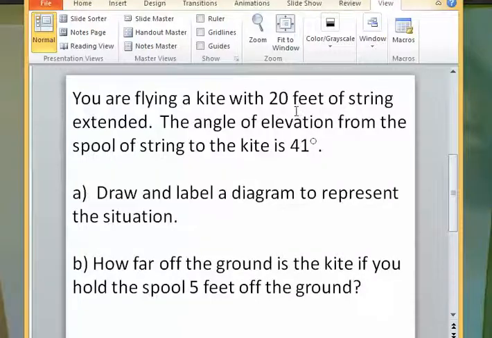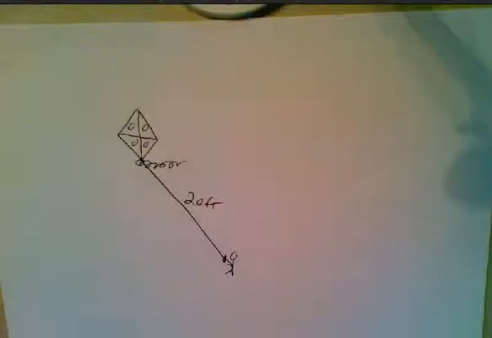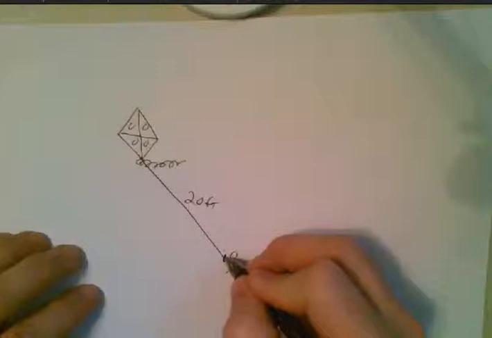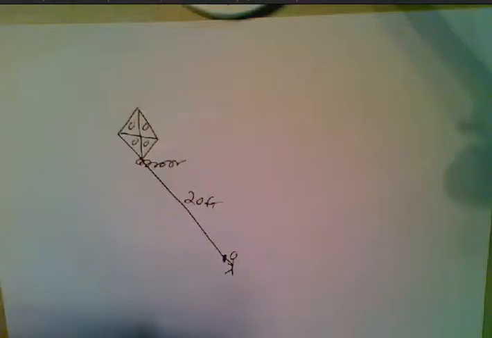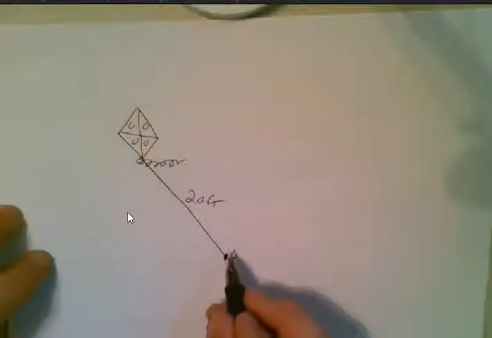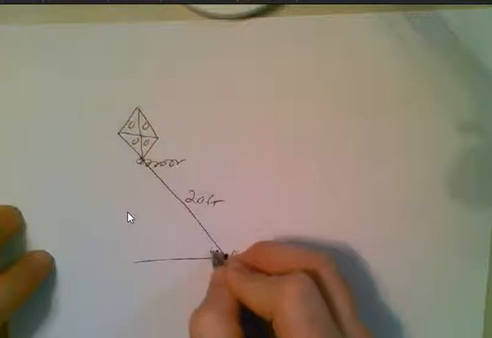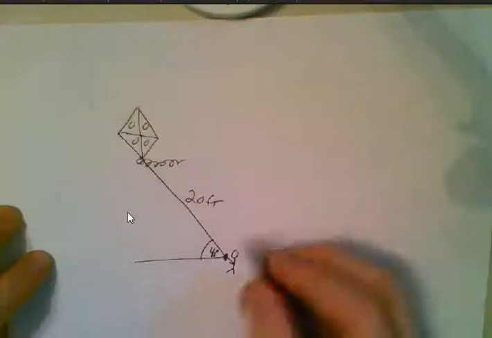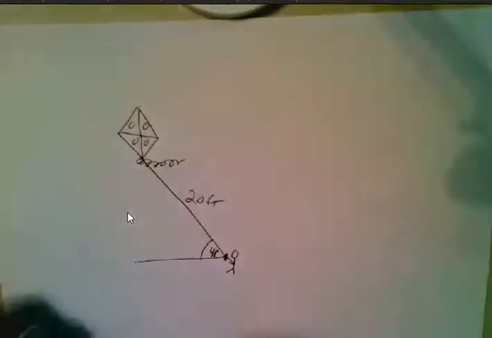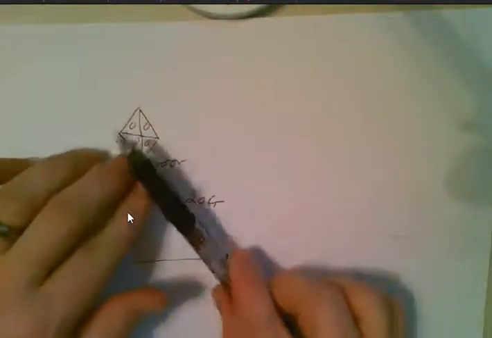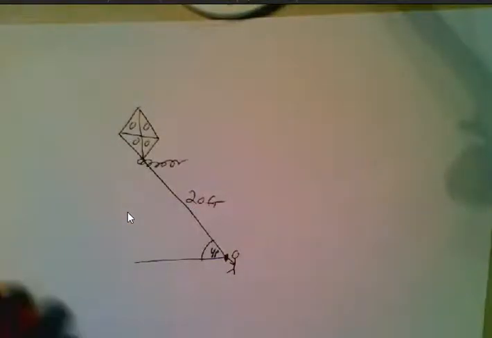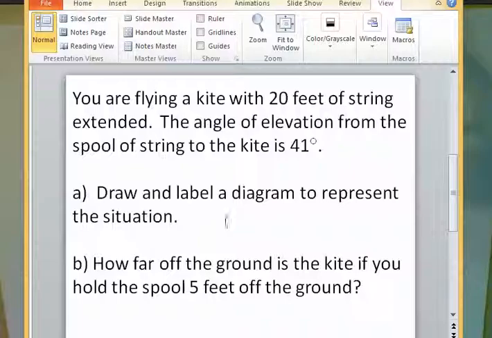The angle of elevation from the spool of string to the kite is 41 degrees. All right, so I'm holding the string here, and it says the angle of elevation is 41 degrees. Remember, the angle of elevation goes from the horizontal, so there's a horizontal here, and that means this has to be 41 degrees. Right there. There's your 41. Remember, from the horizontal, how many degrees up to whatever it is you're looking at? That's the angle of elevation. And what else does it have? Draw and label the diagram. Okay, I think we're in good shape there.